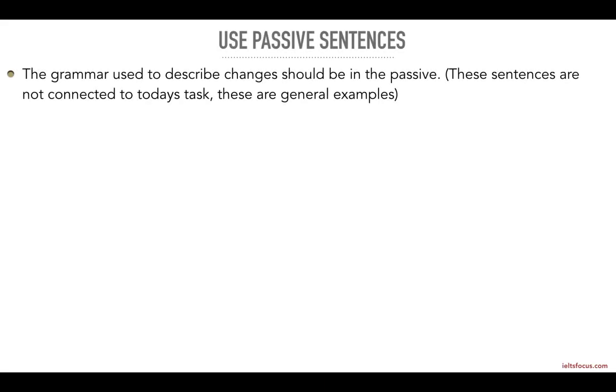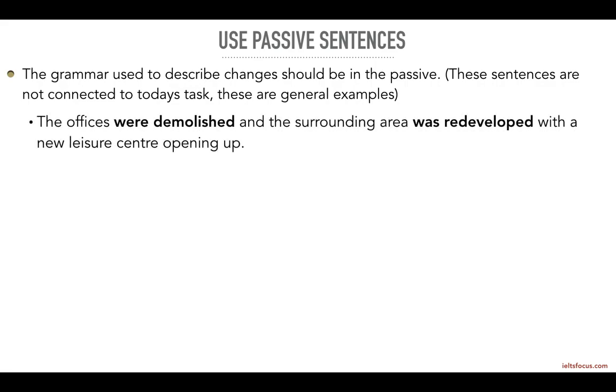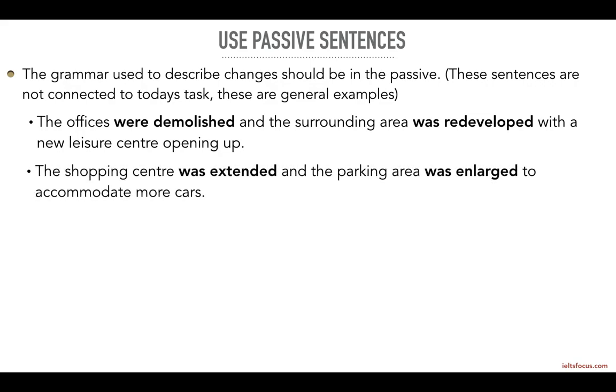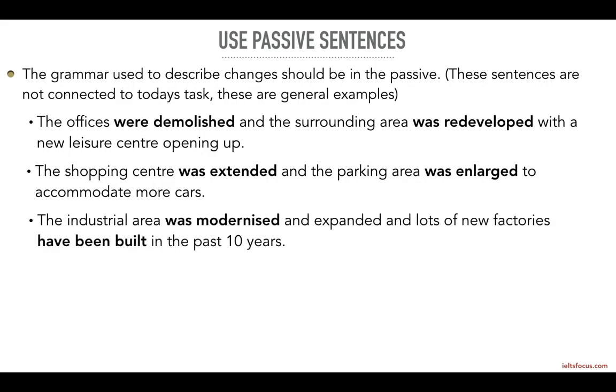So the grammar used to describe changes should be in the passive. Now, these sentences here are not connected to today's task, these maps, but these are just general examples. So, for example, the offices were demolished and the surrounding area was redeveloped with a new leisure centre opening up. So there we've got the passive. Were demolished, was redeveloped. The shopping centre was extended. The parking area was enlarged.